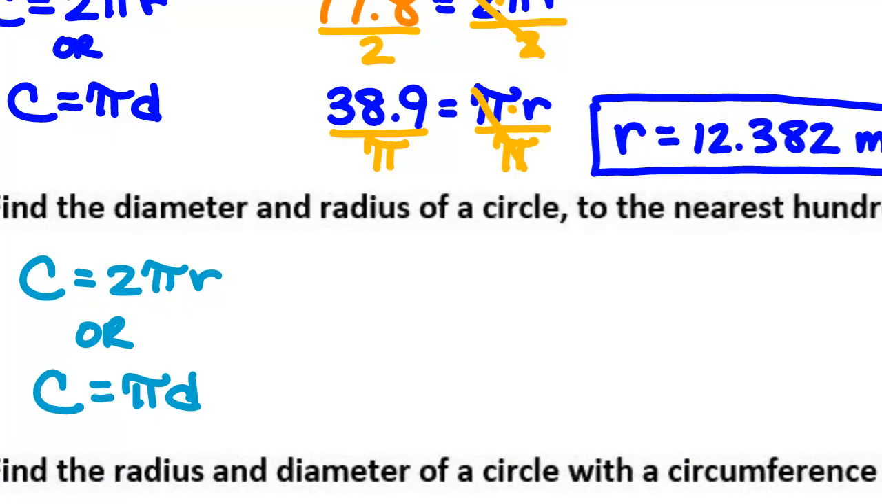Do you guys want to do 2 pi r or pi d? 2 pi r. Sounds good. All right, so our circumference is 94.2 yards.